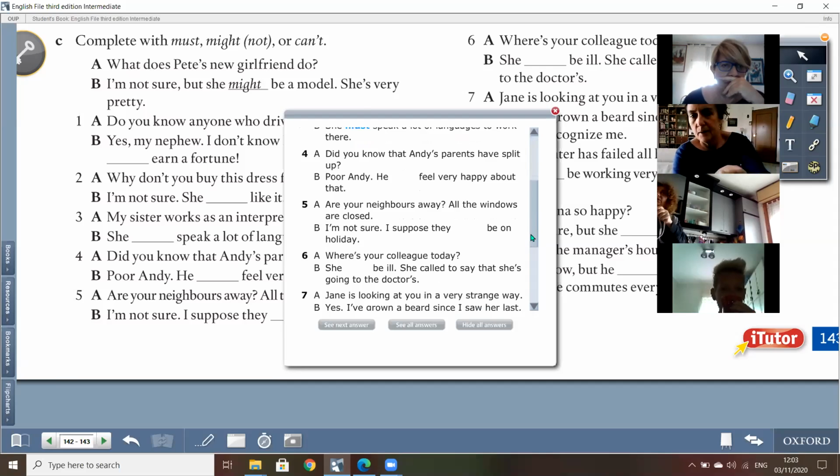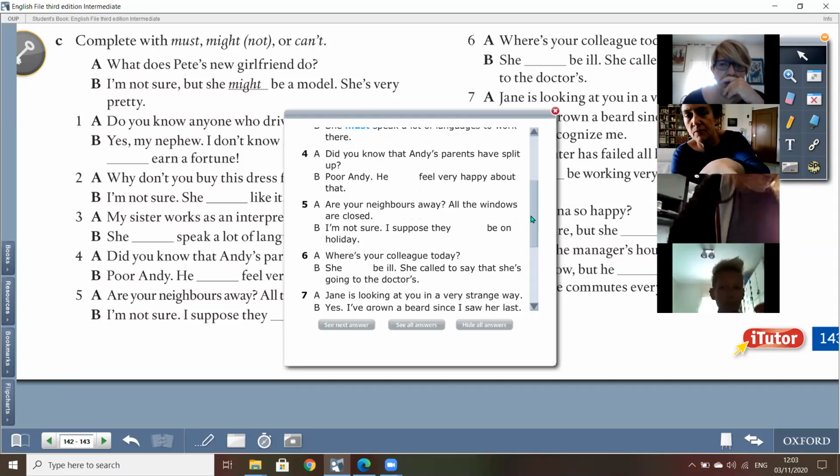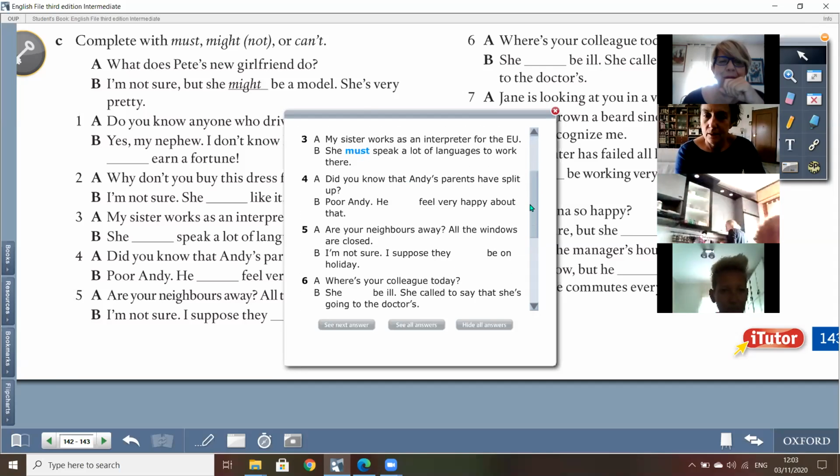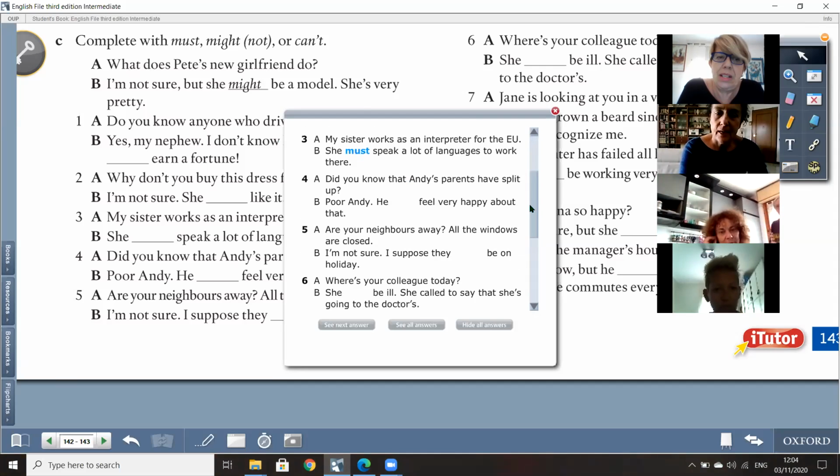Yes. Okay. Before reading, would you mind letting me know the meaning of "have split up"? Why do you want to know the meaning? Try to do it without knowing the meaning. Let's make an experiment. Then I will tell you immediately. Okay. Did you know that Andy's parents have split up? Poor Andy. You must be very happy about it. Okay, so it's a bad thing.